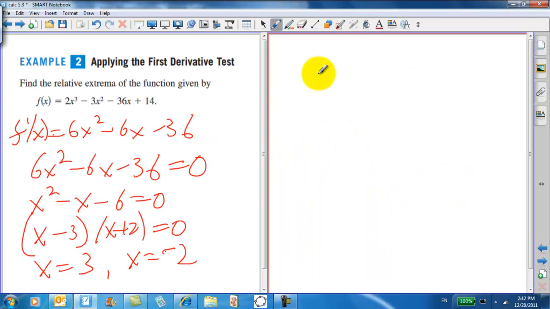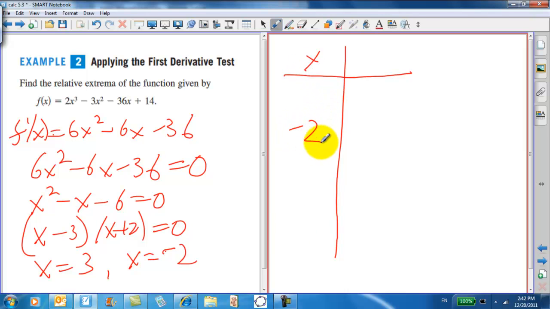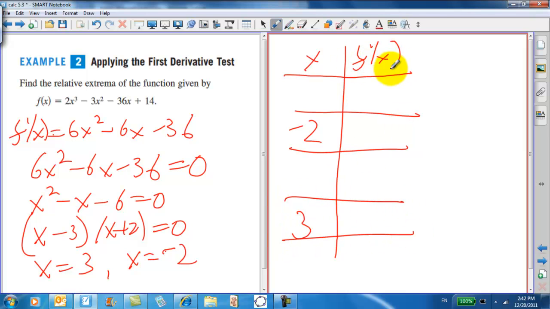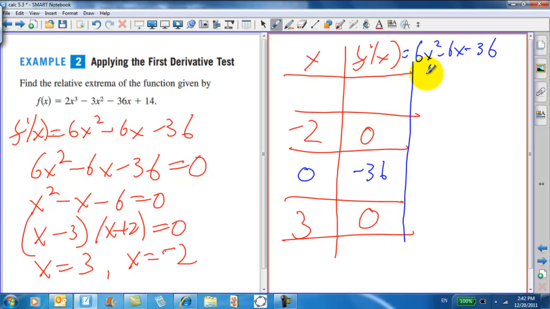Now you want to make a little chart and check what's going on at each of these, at x of negative 2 and x of 3. Now we already know what happens there in terms of the derivative at those points. The derivative is 0, the critical numbers. We want to try some points in between here. Like 0 is a nice number to try in between negative 2 and 3. And the derivative is 6x squared minus 6x minus 36. When we put 0 into that, we get negative 36. What does that tell us about f then? f must be decreasing. You can use this downward symbol too, like that. I'll understand what you're talking about.